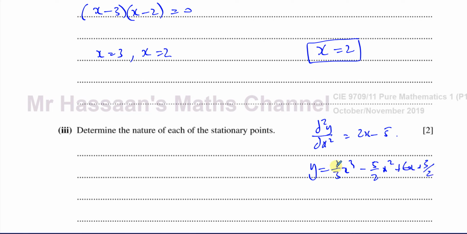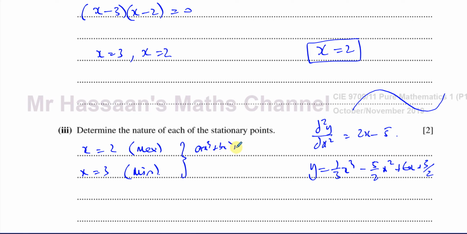We know that this has got a positive x cubed, so it's going to have a maximum before the minimum. So I know that x equals 2 is a maximum, and we know that x equals 3 is a minimum. Why do we know that? Because, as I mentioned, this is the nature of the cubic curve. When you have ax cubed plus bx squared plus cx plus d, then when a is greater than 0, the maximum is before the minimum. That's one way you could answer the question.